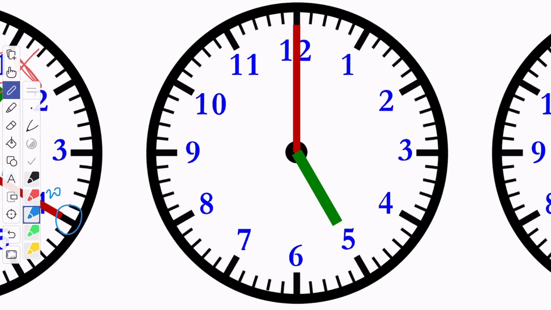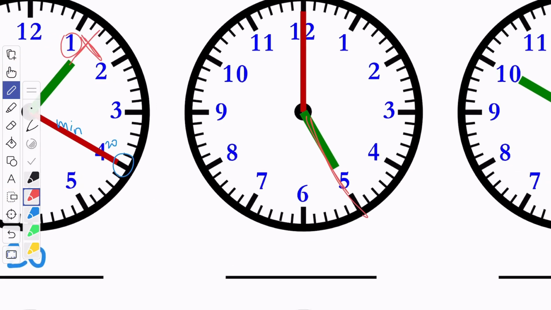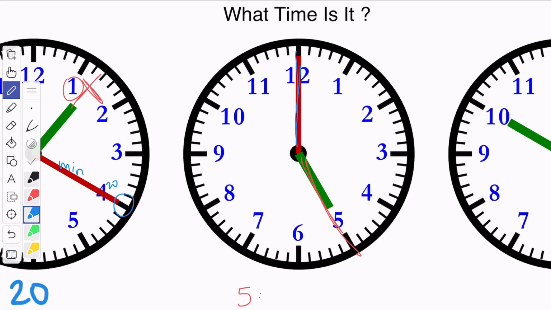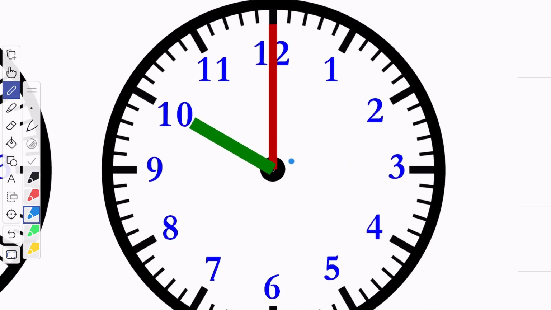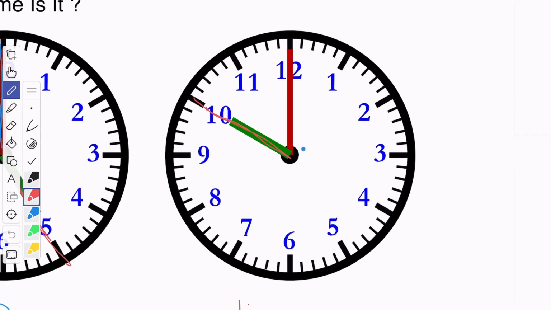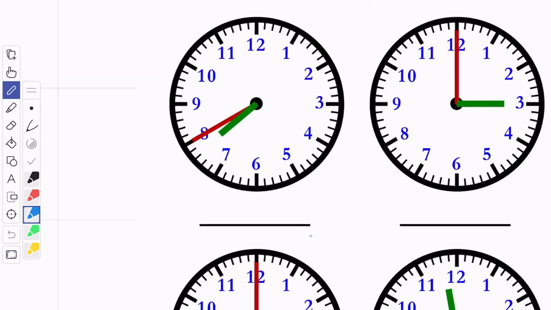Now for this one, the hour hand is at 5 exactly, and then the minute hand is at 12. So that signifies it's 5 o'clock. For this one, our hour hand is at 10, and the minute hand is at 12, which means it's 10 o'clock.